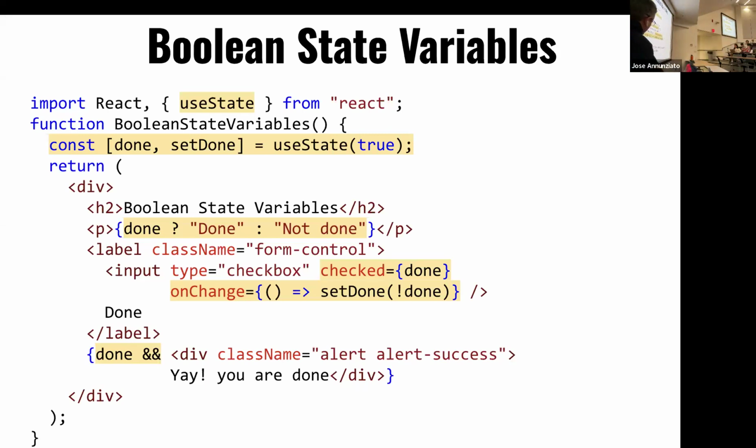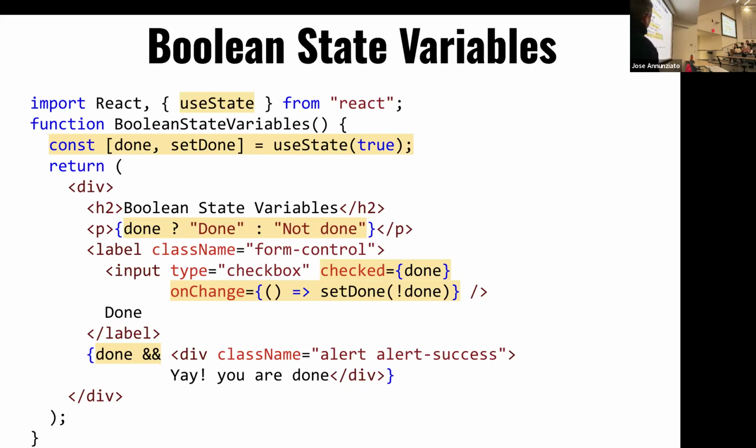Here's another one, again being used in an AND operation, where we can either display or not display this div based on whether done is true or false. So if it's true, that means this renders by default, and this "done" also renders by default.